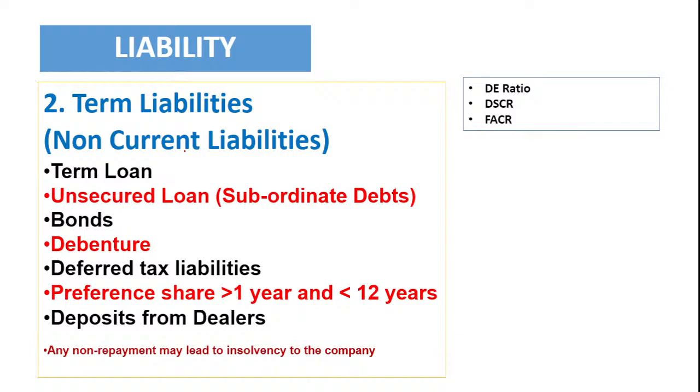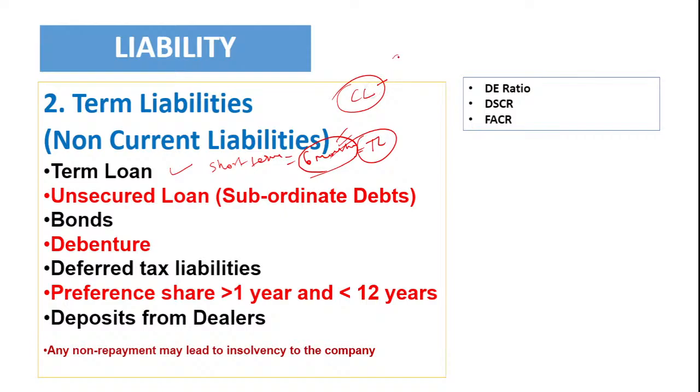So the term loan, friends, as I said already: if the company has taken a loan for a short term period, suppose just for 6 months, it is a loan, but it will not be treated as a term liability. Why will it not be treated as a term liability? Because this short term liability we have already treated as a part of current liability.